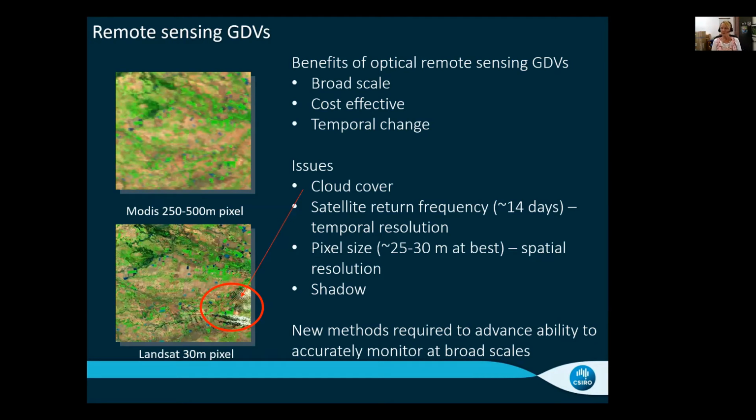Satellite frequency is also around 14 days, which is not too bad a temporal resolution, but we're also working at a pixel size of 25 to 30 metres at best, and we refer to this as spatial resolution. We also have some issues with shadow, and that depends on when the satellite's passing overhead and the time of day that trees, for example, or buildings might cast. So that again obscures the view of what's happening on the ground. So again, we need new methods to advance the ability to accurately monitor at broad scales.